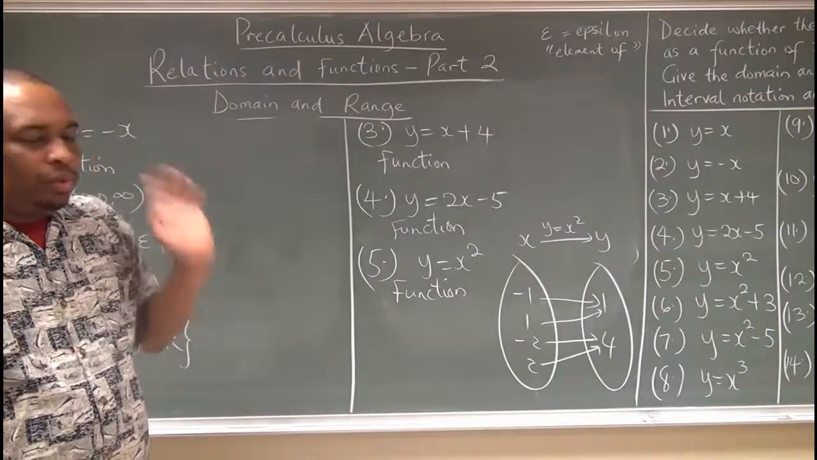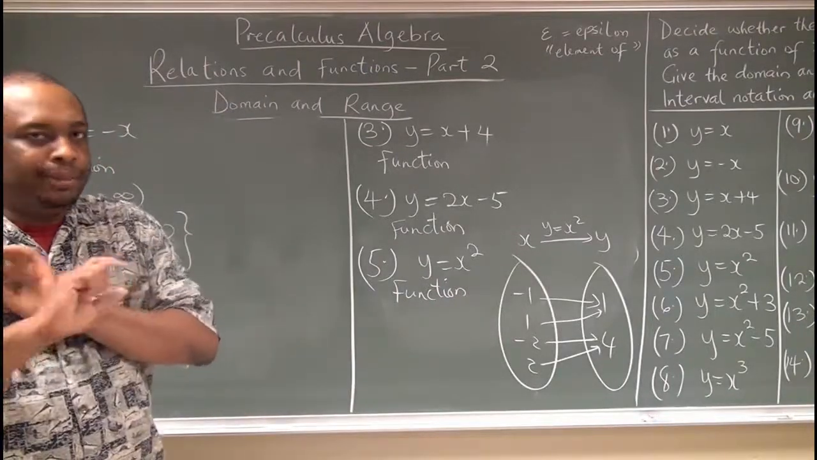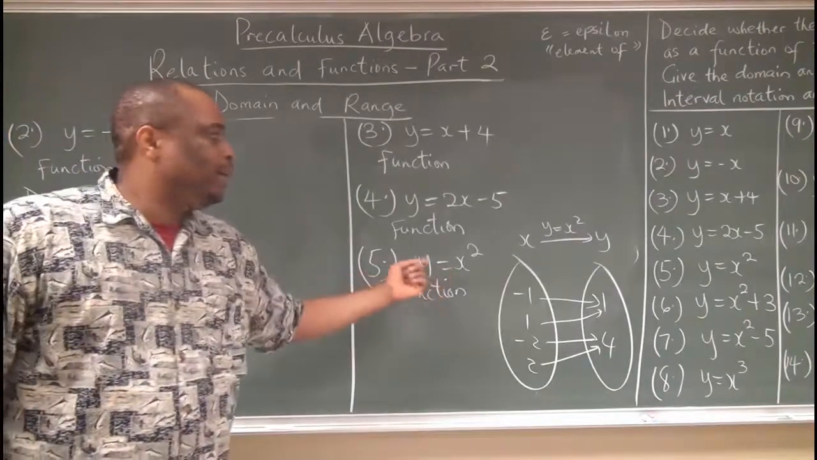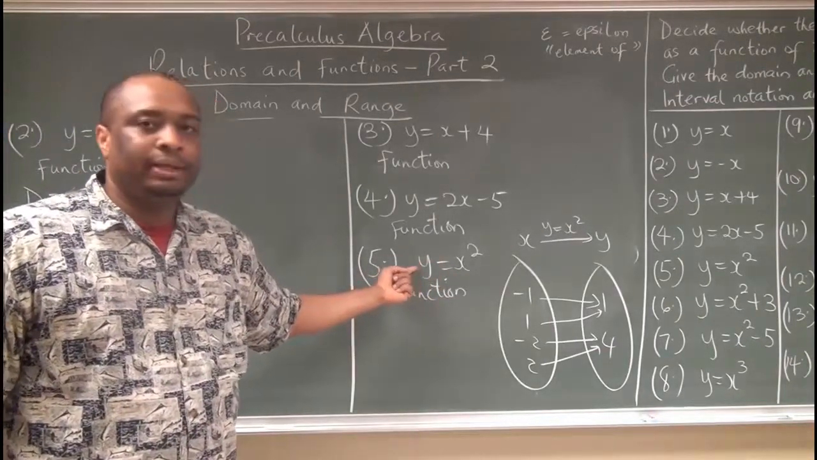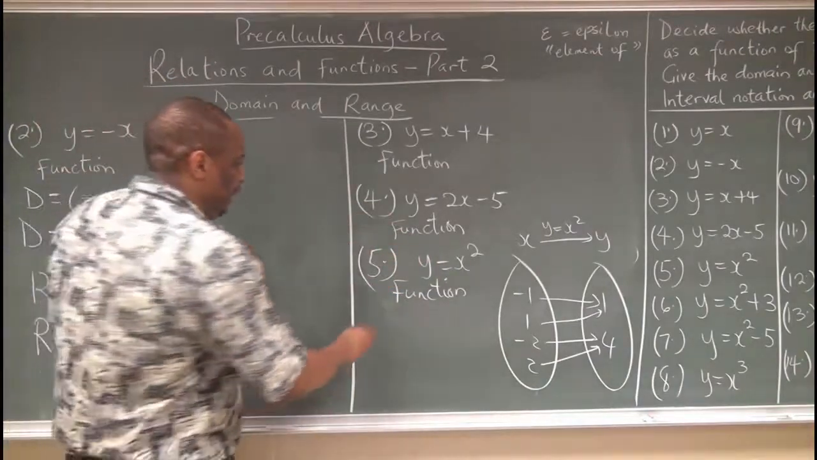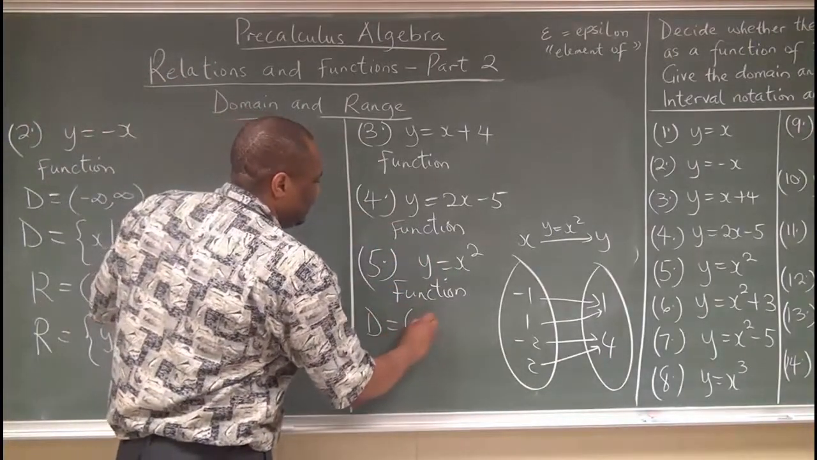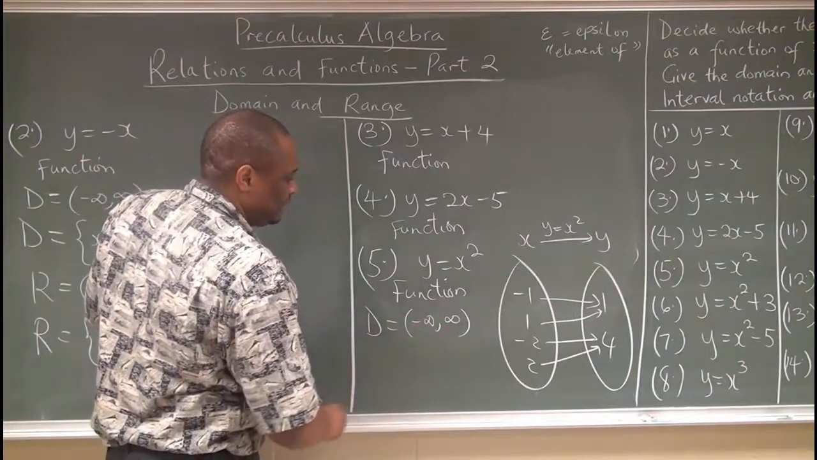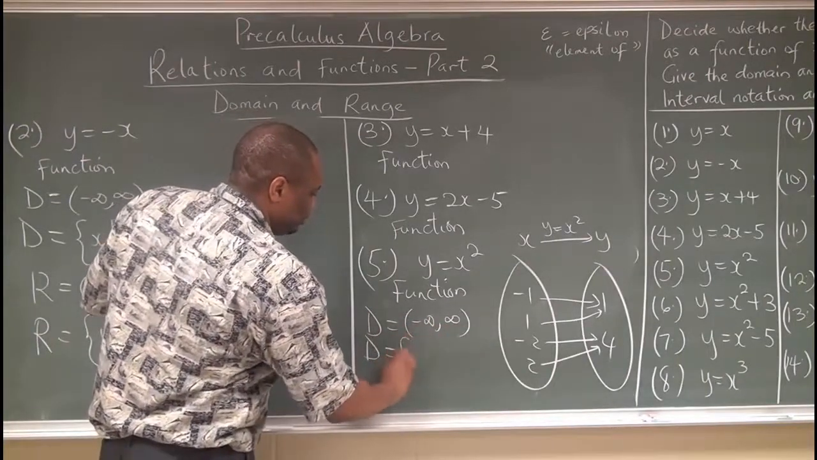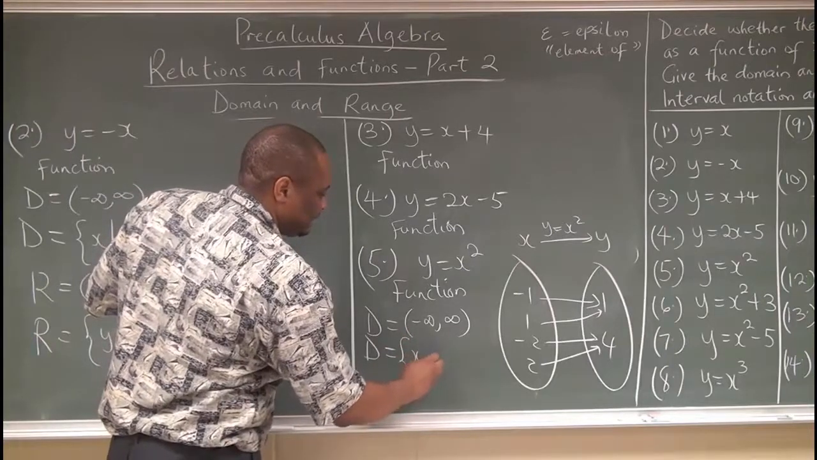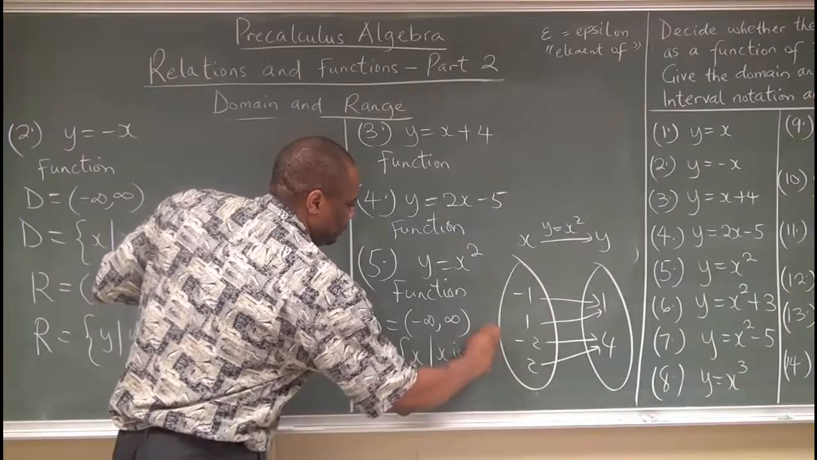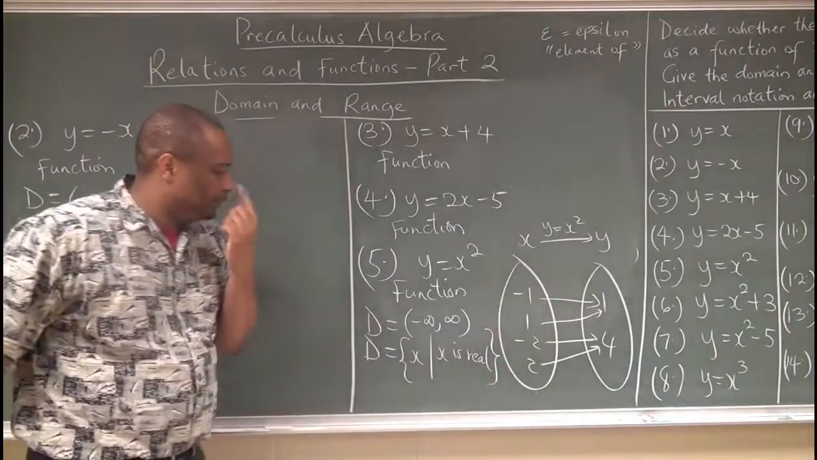Okay, what is the domain? The domain could be anything. Any number you put here will have an output, y. So the domain D is from negative infinity to infinity. Okay, this is interval notation. In set notation, the domain is the set of x such that x is real.